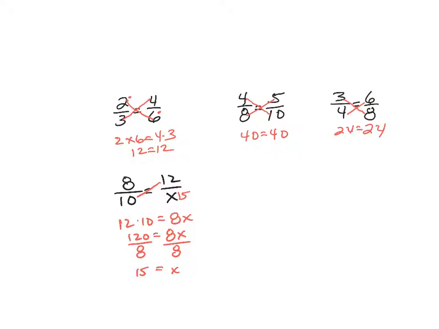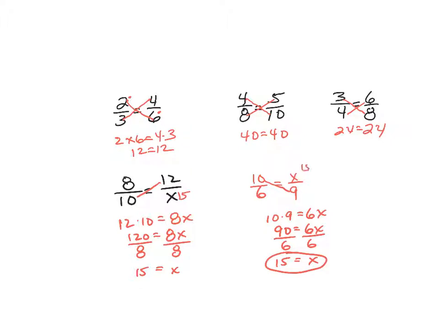Let's do another one. I know 10 over 6, I want to be equal to x over 9. What's that x going to be? Well, I'm going to go through and say, I know 10 times 9 has to be equal to 6x. 10 times 9 is 90. 90 is equal to 6x. Divide both sides by 6. Once again, I get x is equal to 15. It just worked out the same as the last one. I get an answer of 15.